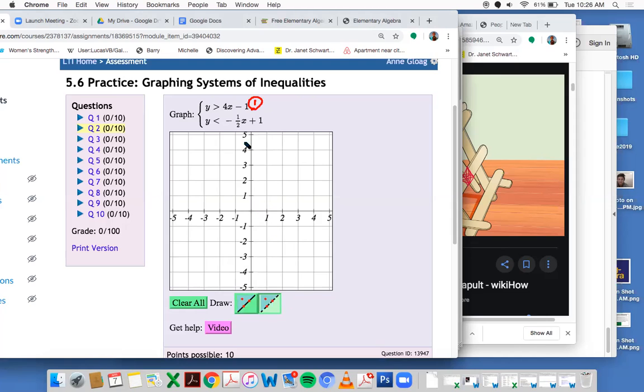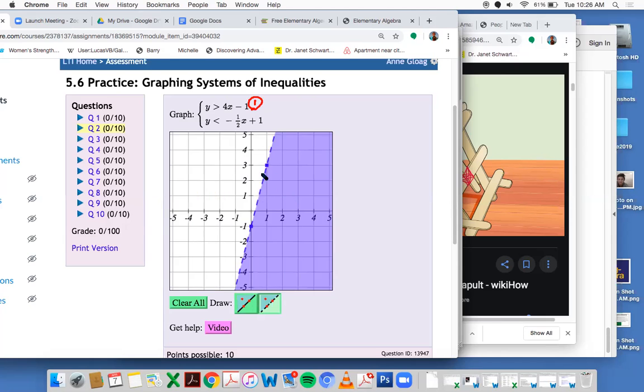Okay, and now we're going to draw the line. So we're going to put -1 on the intercept. So put a dot there. And then the slope is 4. So we need to go up 4 units. 1, 2, 3, 4, and then 1 to the right. So we'll put our second dot here.